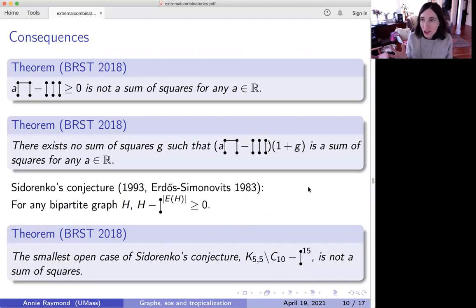All right, so this is what I wanted to say about sums of squares. And now for the rest of the talk, I'd like to switch over to tropicalization, which will bring us back to rational sums of squares. But are there any questions about sums of squares before we move forward?